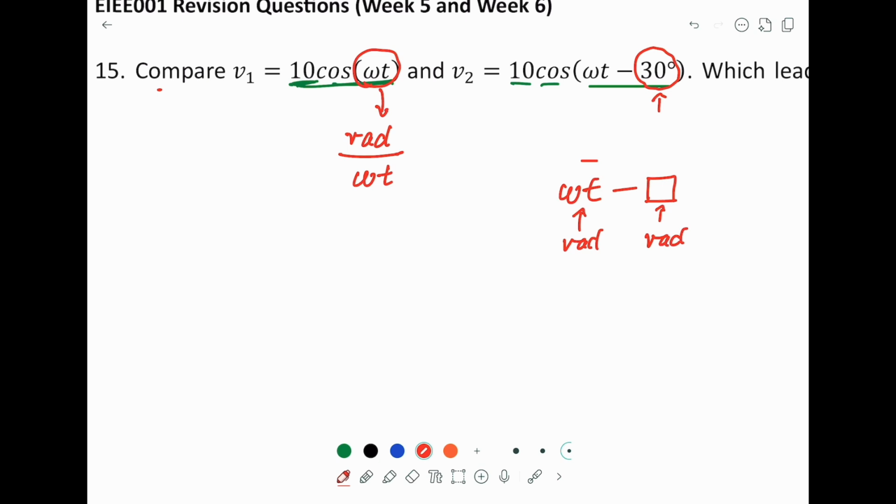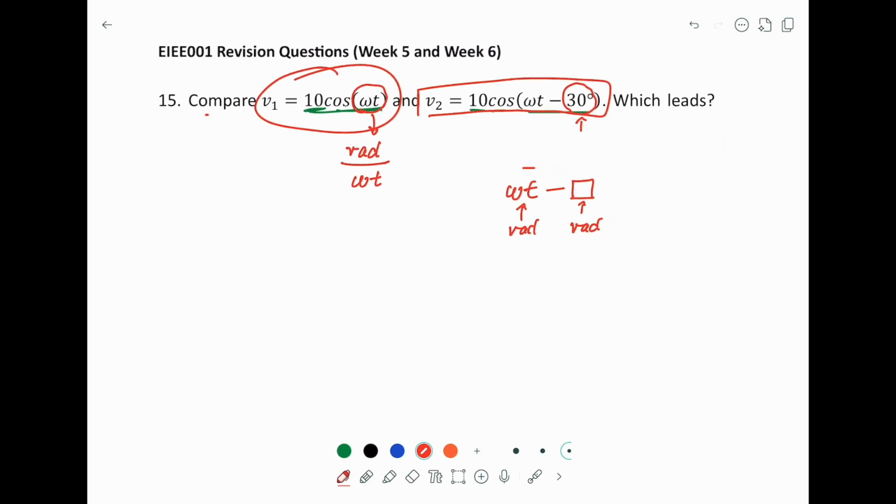So 30 degrees means we shift this function to the right-hand side by 30 degrees. And in terms of meaning, as we discussed before, this function happens after this function. So I will say V1 leads.